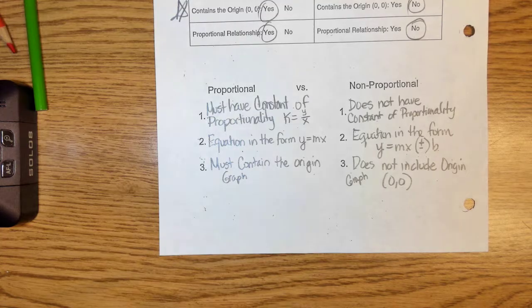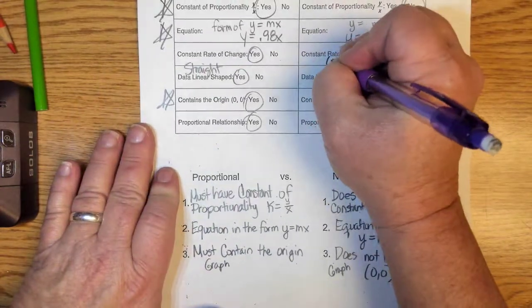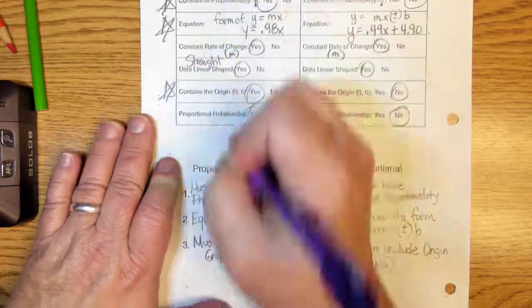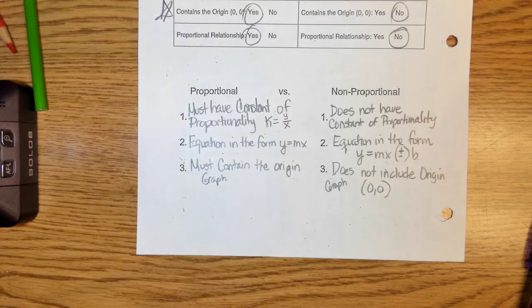Now remember, constant of proportionality is different than constant rate of change. Constant rate of change is your M. Okay, constant rate of change is your M, or your slope. Constant of proportionality is the total divided by how many? So it is directly your y divided by your x. All right. Slope is the change in y over the change in x, and that's when you do y2 minus y1 over x2 minus x1.